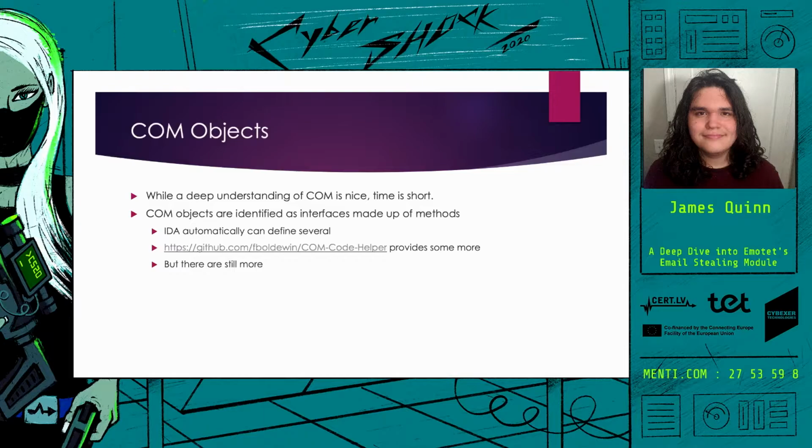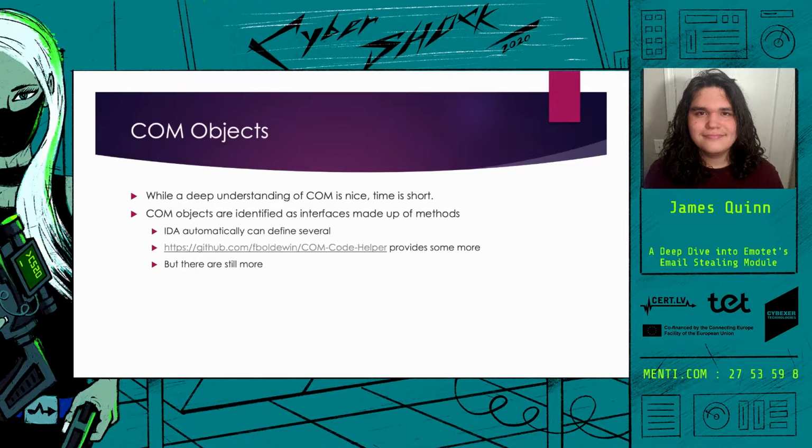If you aren't as familiar with programming terms, because, for example, I don't have a background in programming, I just taught myself assembly, interfaces can be thought of as sets of functions, whereas methods can be thought of as individual functions. So COM objects are made up of function sets, which are made up of functions.